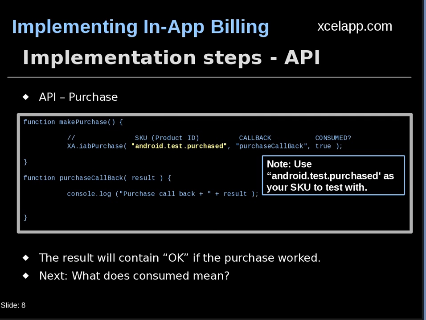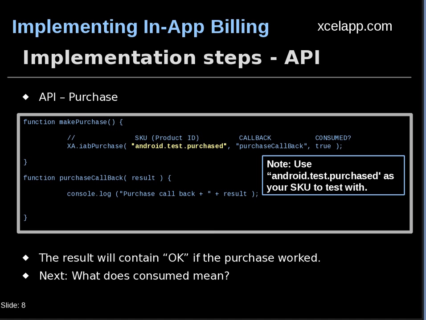Now let's see how to use the IAB purchase API. Got a JavaScript function in here called makePurchase. And the API we use is IAB purchase. And in here you can see I've hard-coded a particular product ID, and this is how you actually test in-app billing. You just give it this product ID, android.test.purchased, and Google Play will understand that and just provide a test purchase for you. But generally you would have your own product ID in here, the callback where to go after you make the purchase, and something called consumed. Do you want this purchase to be consumed or not? We'll go into that in the next slide. If everything's okay, the result parameter will contain OK.